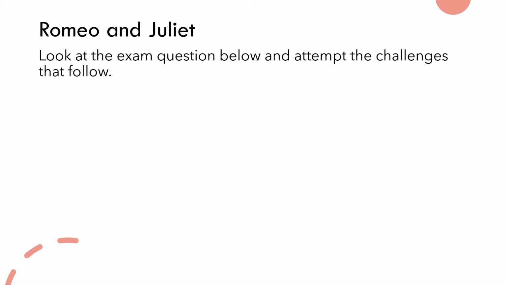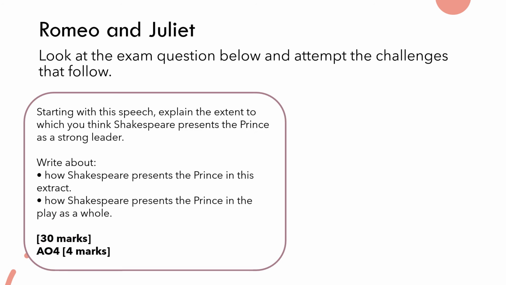Now what we're going to do is look at the actual exam question in a bit more depth. So this is a typical exam question that you're going to get. This is from an AQA paper that's a few years old now, but we do tend to use the same extracts over and over again. So it says, starting with this speech, explain the extent to which you think Shakespeare presents the prince as a strong leader.